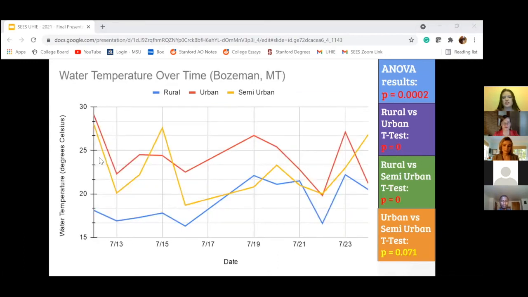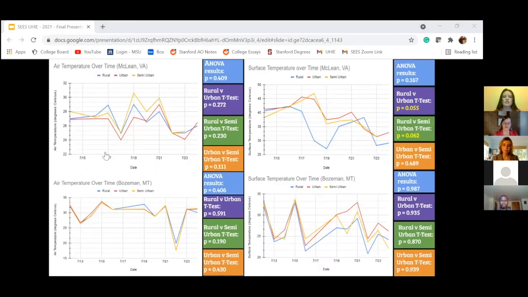rain. Here we also graphed the water temperature over time in Bozeman, Montana, and as you can see, the ANOVA test came back statistically significant, and then almost all the t-tests we did were also statistically significant. And you can see that the rural temperatures were constantly colder than the semi-urban and urban sites. Here we also graph the surface and air temperatures of our sites, and although there wasn't any statistical significance, you can still see that there are many times where the rural sites were the coldest.